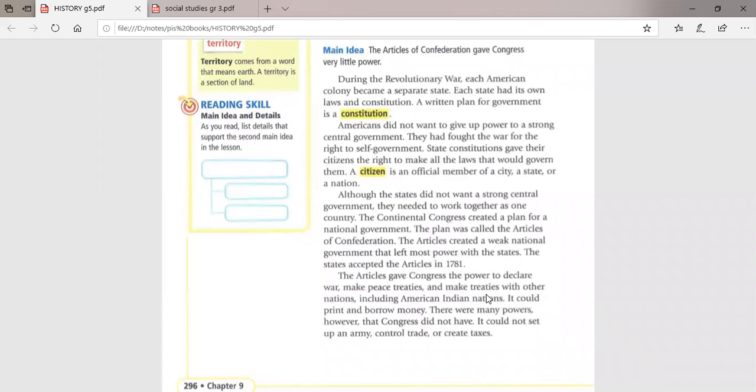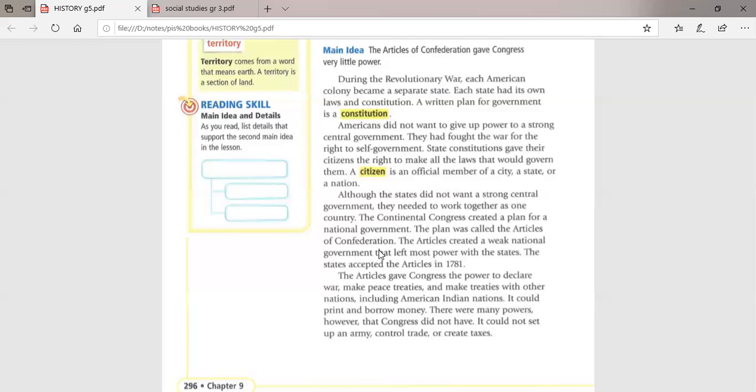The Congress at that time was called the Continental Congress. They created a plan for making a national government. After America got its freedom, all the states wanted a central government. They needed a government for America. That's why the Congress created a plan for a national government. This plan was called the Articles of Confederation. It was the first constitution, or law, for the Americans after America won the Revolutionary War.